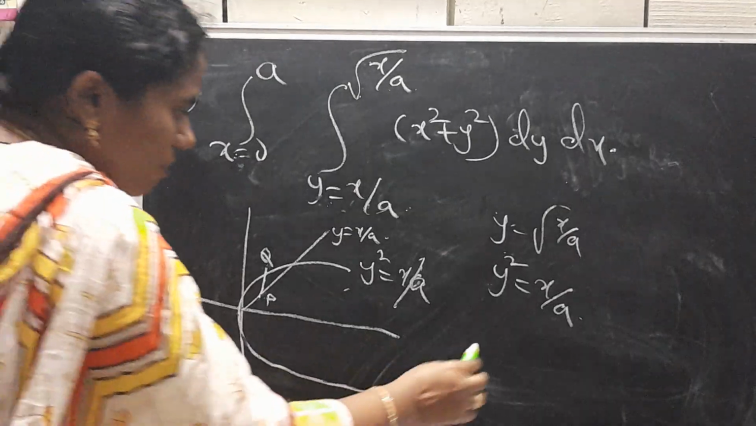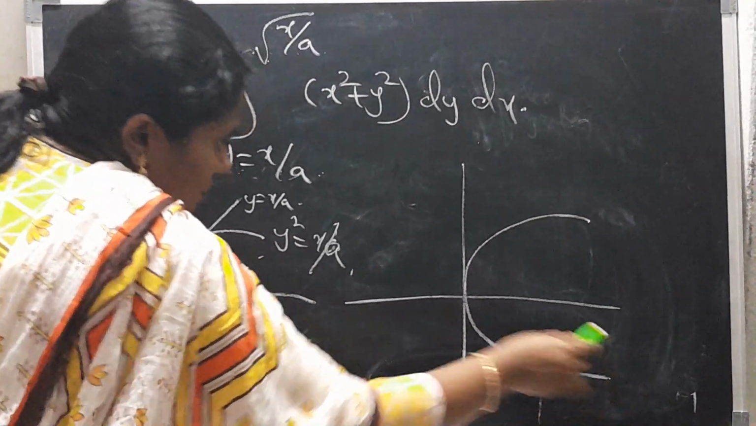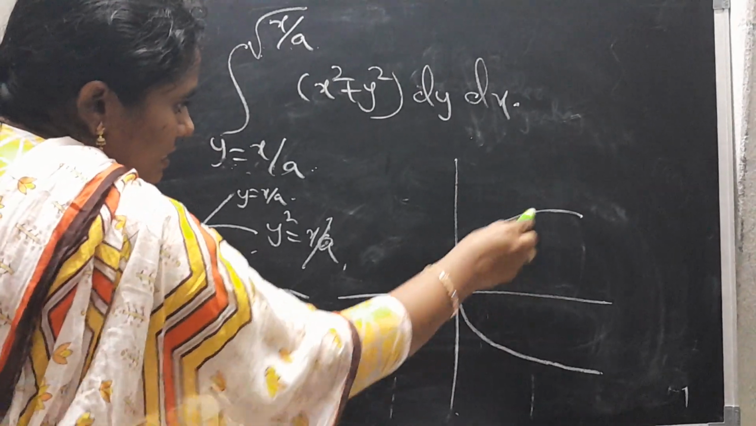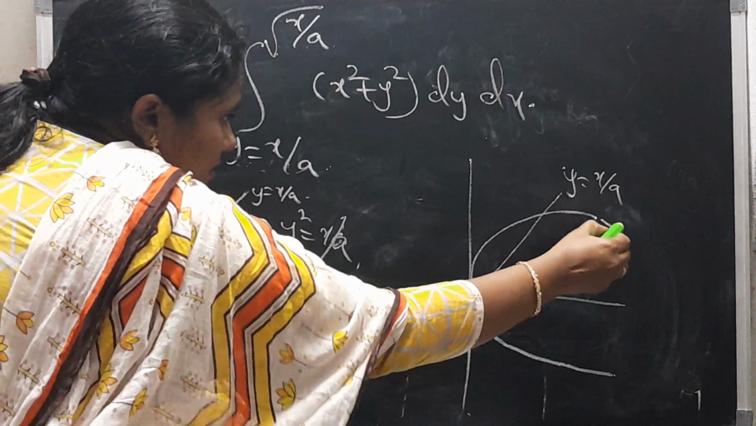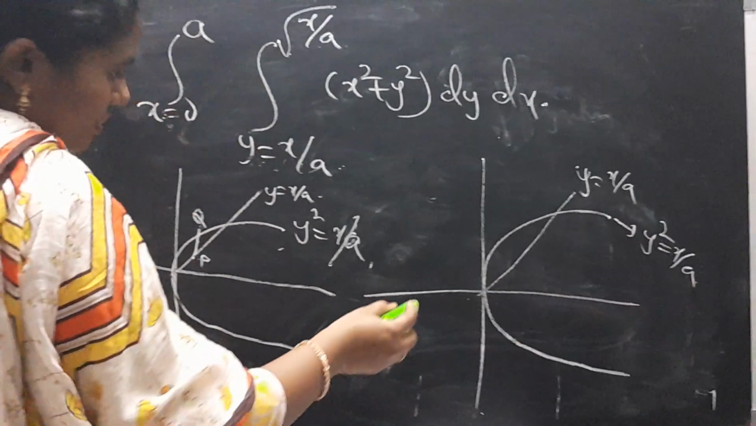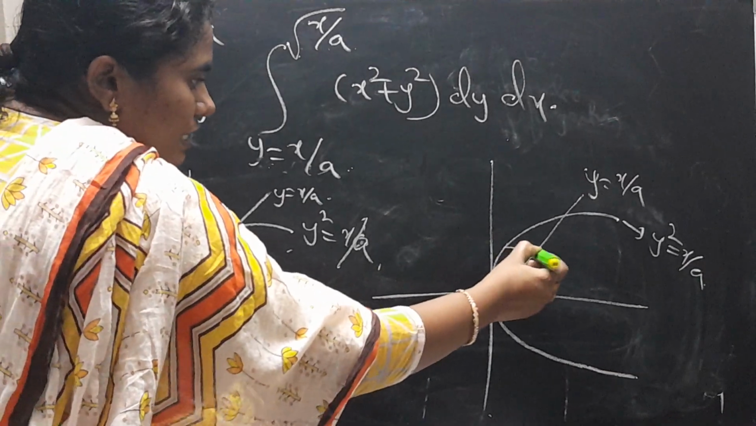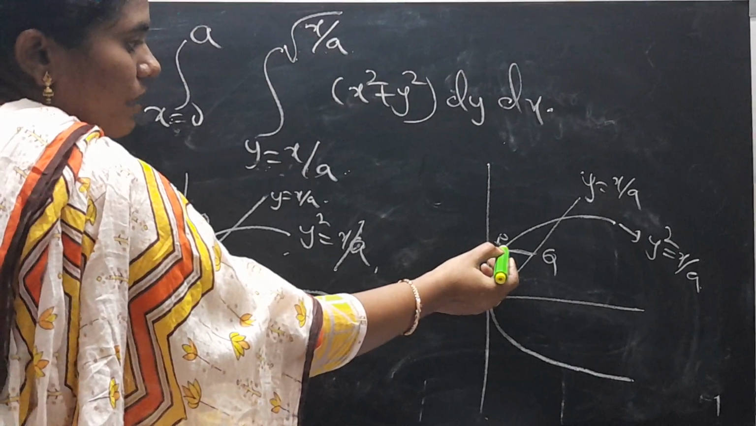So convert it. This is y square equal to x by a. Next, this is y equal to x by a. This is y square equal to x by a. So you have to convert it to a horizontal strip, that is PQ. Here the starting lower limit will be this curve.